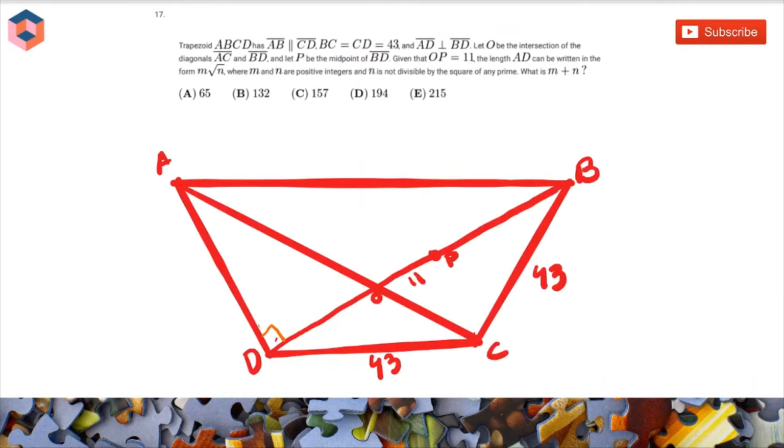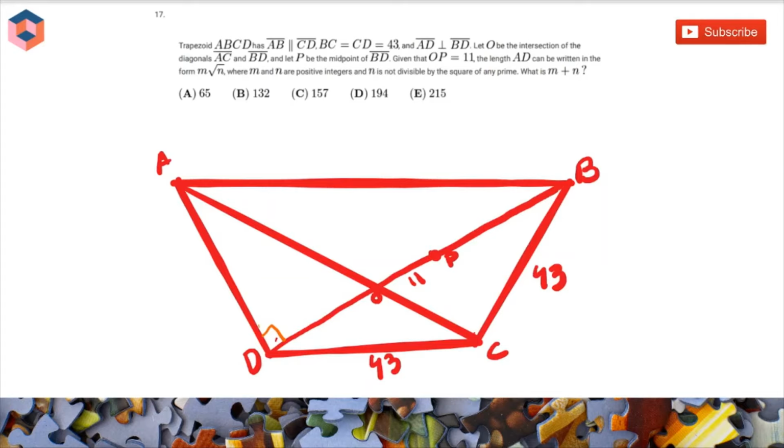Problem number 17. Now I'll admit this was a hard one. Trapezoid ABCD has AB parallel to CD, BC equals CD equals 43, AD is perpendicular to BD, and we let O be the intersection of these diagonals, AC and BD. Let P be the midpoint of BD. Given that OP equals 11, the length AD can be written in the form m times the square root of n, where m and n are positive integers and n is not divisible by the square of any prime. What is m plus n?